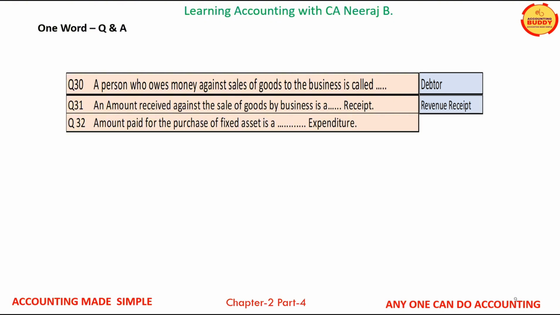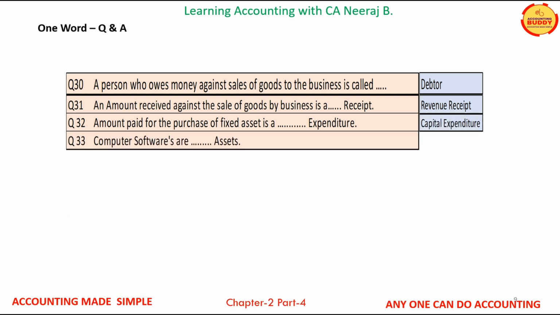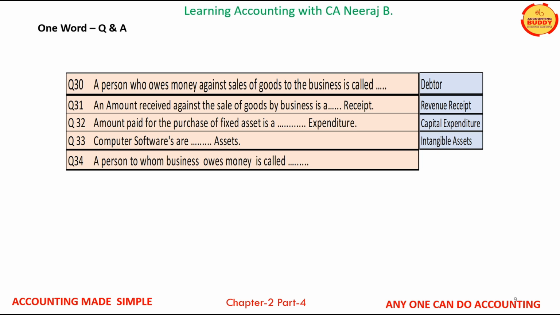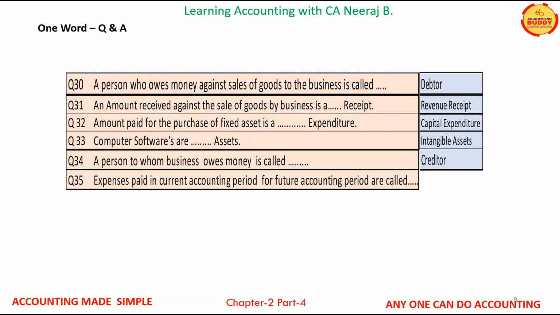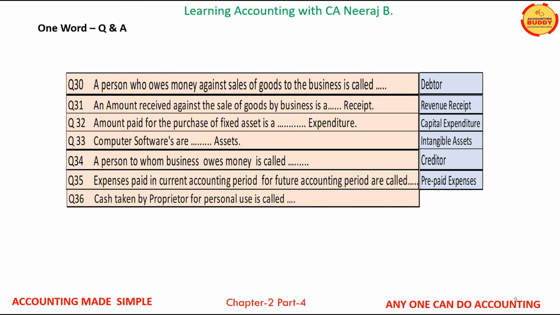Question number 32. Amount paid for the purchase of a fixed asset is a dash expenditure. Yes, absolutely right, it is a capital expenditure. Question number 33. Computer software are dash assets. Yes, of course, they are intangible assets. Question number 34. A person to whom the business owes money is called a creditor. Question number 35. Expenses paid in the current accounting period for the future accounting period are called prepaid expenses. Question number 36. Cash taken by the proprietor for his personal use is called drawings.